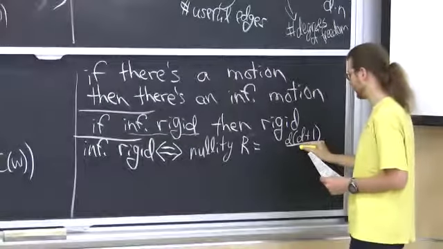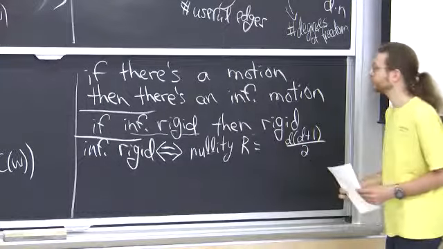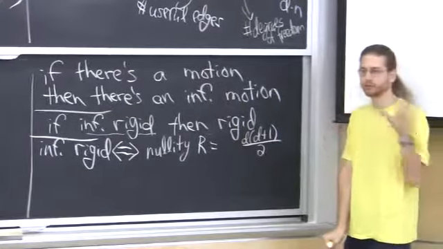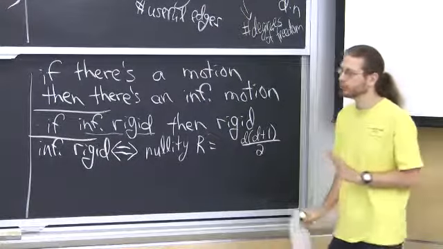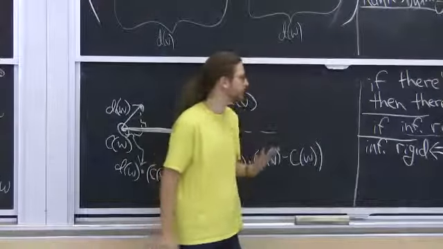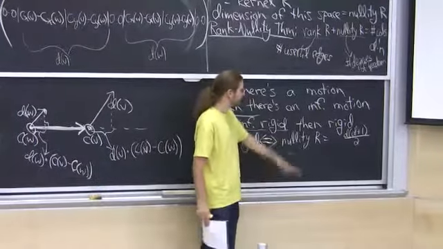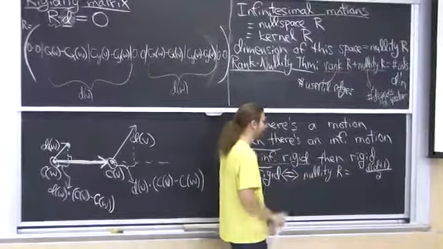In general, in d dimensions, it's d plus 1 choose 2. In 2 dimensions, there's 3 rigid motions. You've got the 2 translations and the rotation. Those we're not getting rid of. They still exist in infinitesimal land. So in 2 dimensions, ideally, if you want rigidity, your nullity should be 3.